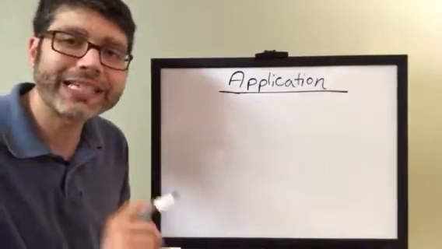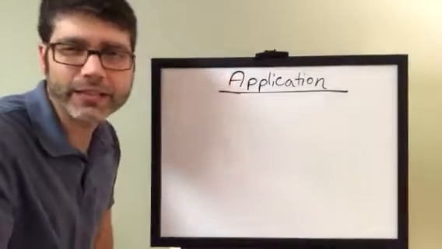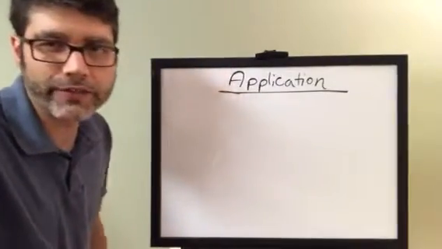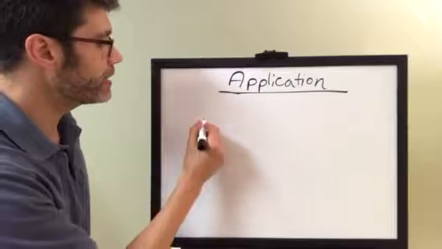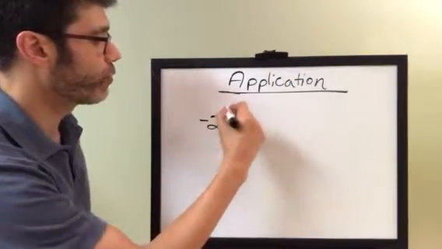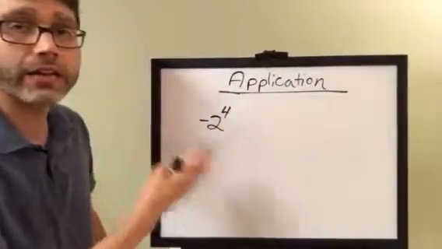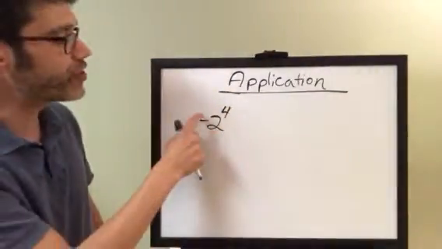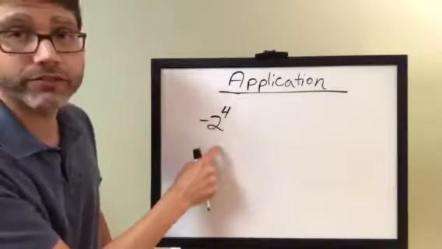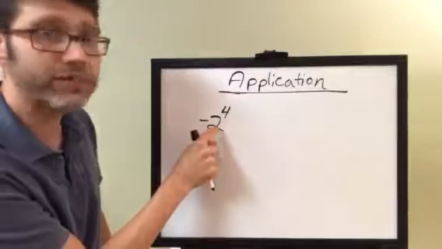All right, and here is yet one more way to think about our negative bases and whether to include a negative in a base or not, okay? Let's still continue with negative 2 to the 4th power, okay? So there's yet another way that we can think of this.